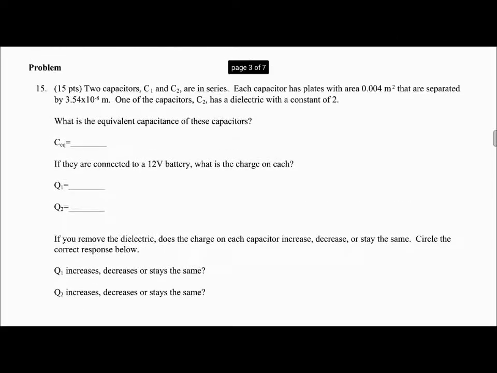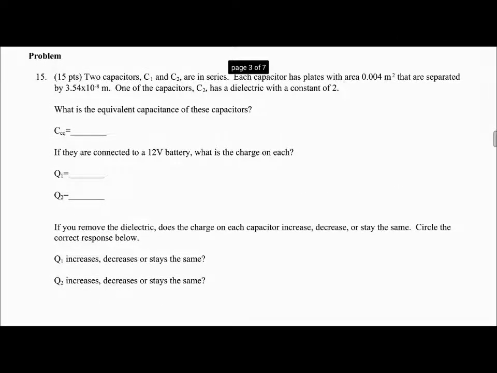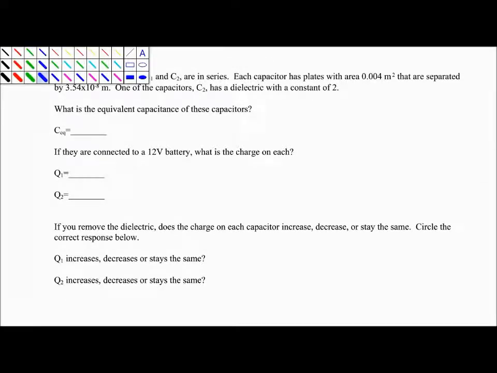Okay, let's look at this. I have 2 capacitors in series. Each capacitor has plates with the area given and the distance. And one of the capacitors, C2, has a dielectric constant of 2. So I have these 2 capacitors, C1, C2, and this one has a dielectric in the middle with a kappa equal to 2.